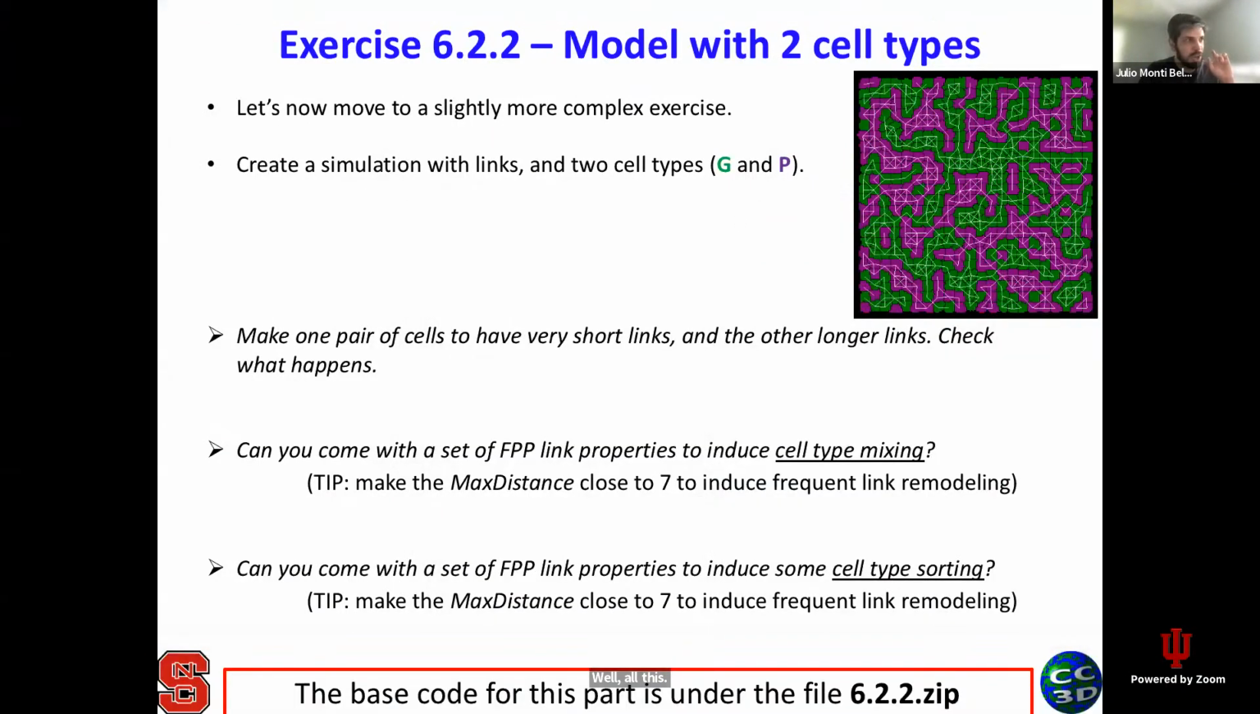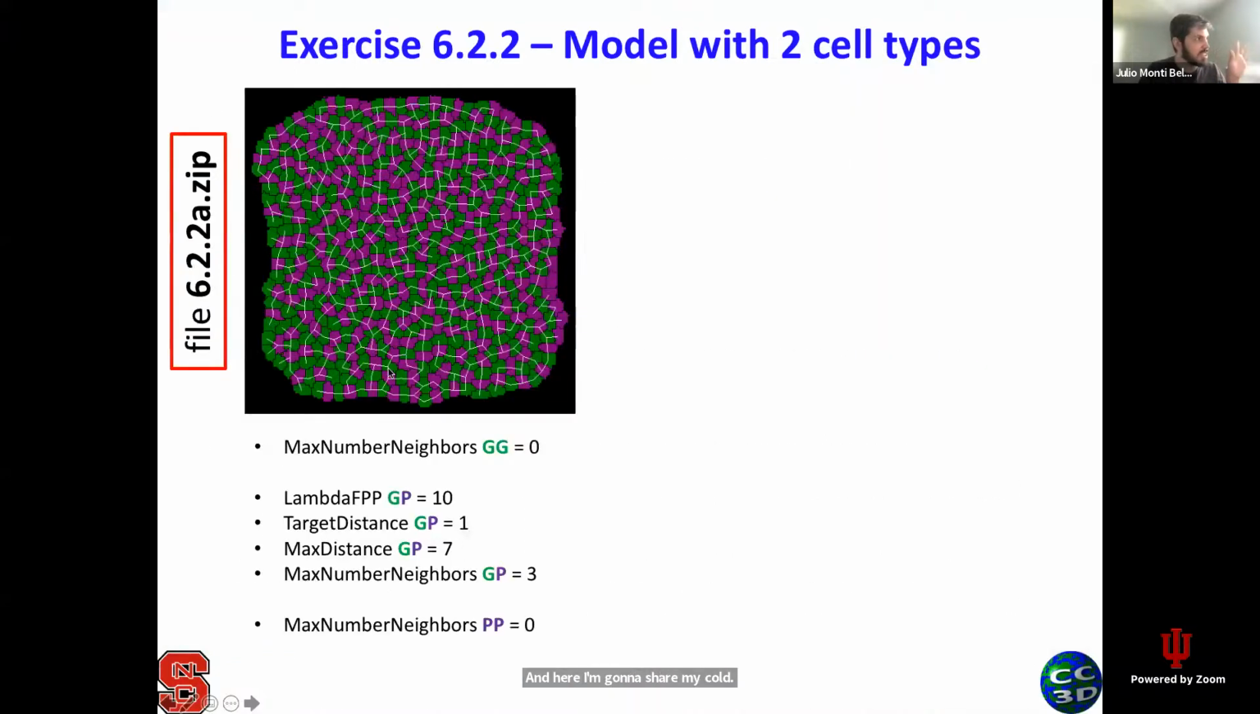And here I'm going to share my code. So this is how I made the mixing happen on my end. Okay, I set the maximum number of neighbors between green and purple to 0, so they're not forming connections. The maximum distance between green and purple I set to 7, which is about the normal cell distance from volume. This will make sure that if the cells move slightly away from each other, the link is broken, so that it will ensure some fluidity in the formation of the links.